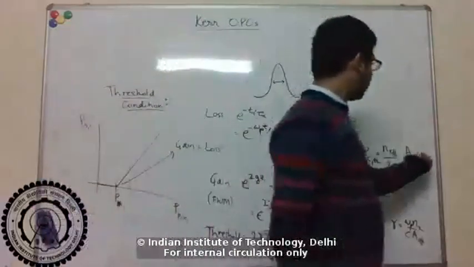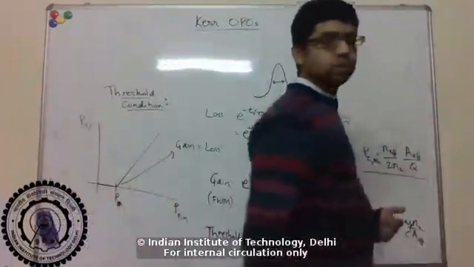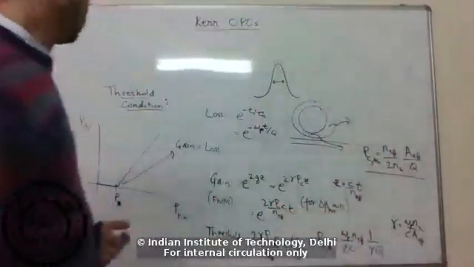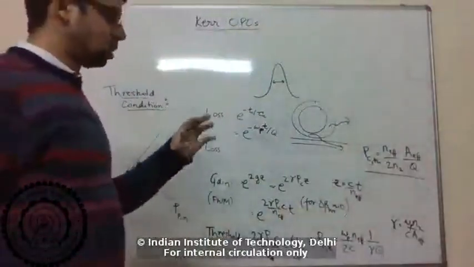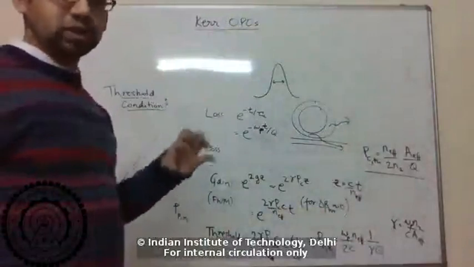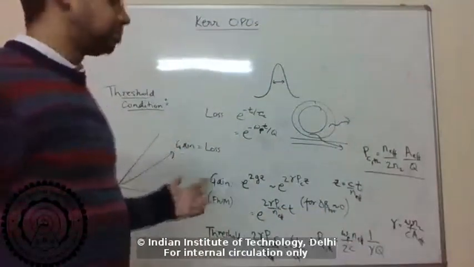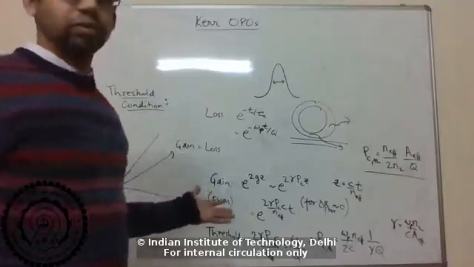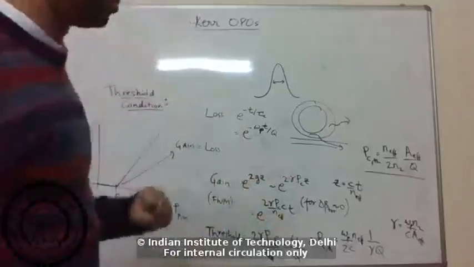And then a smaller A effective also means a smaller threshold, because a smaller A effective means you're confining the fields to a smaller cross-sectional area, which means for the same power, each photon has higher intensity, right? Because you're confining it.